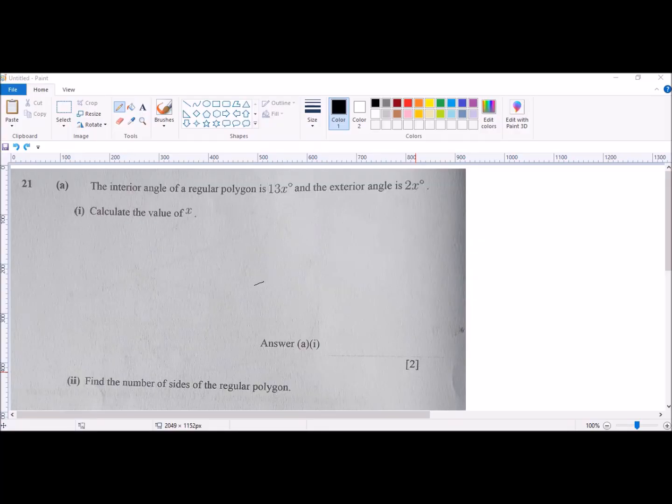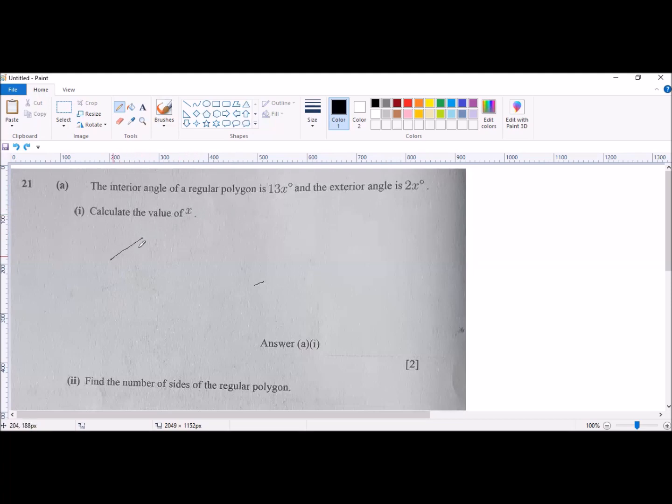So let's go to the question for November 2022. We are taking on number 21. The question says the interior angle of a regular polygon is 13x degrees and the exterior angle is 2x degrees. Calculate the value of x.